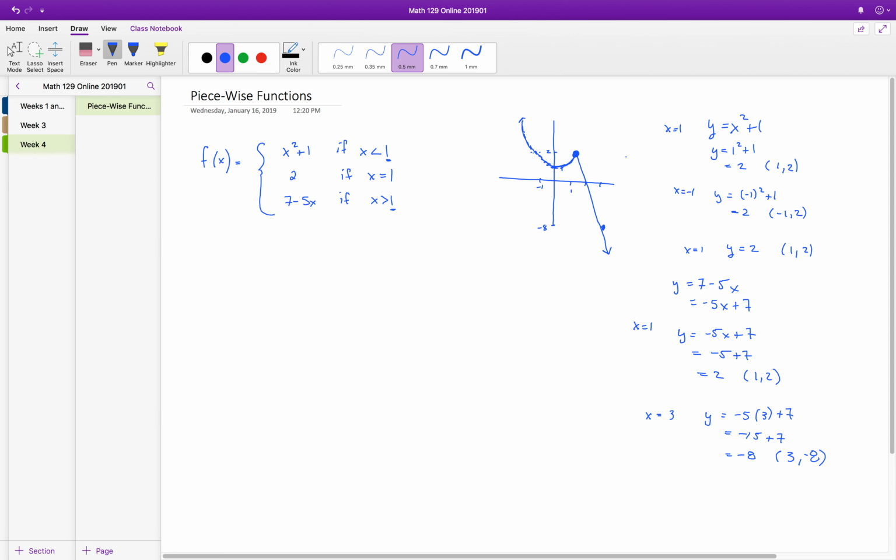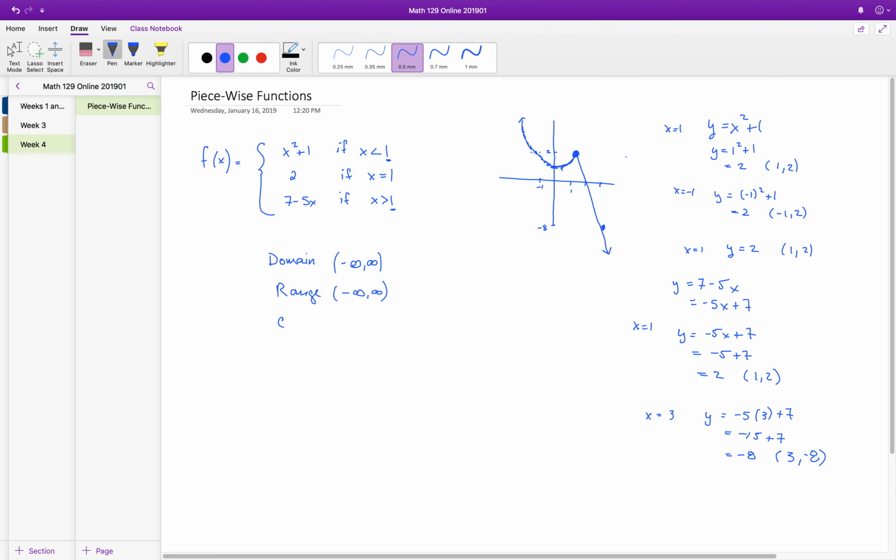So other good things to talk about are, what is the domain? So we're looking at the x values. Do we use all of the x values on the x-axis? Does every x value get mapped to a y value? And the answer is yes. So the domain would be all real numbers in this case, as would the range, right? If I'm considering all of these y values, we have y values for this whole function from negative infinity to positive infinity.